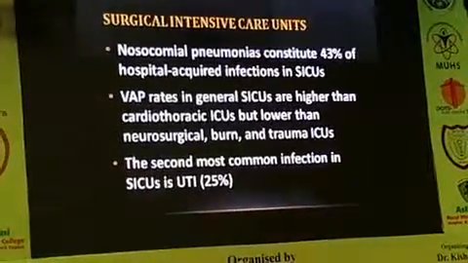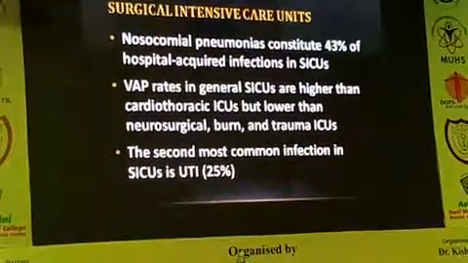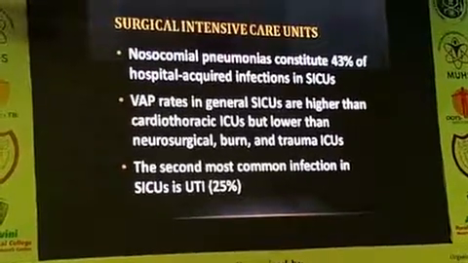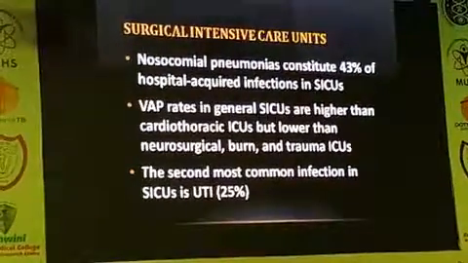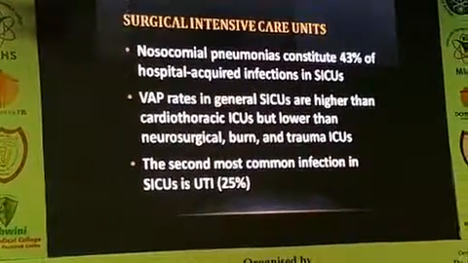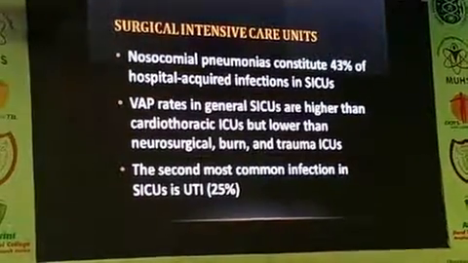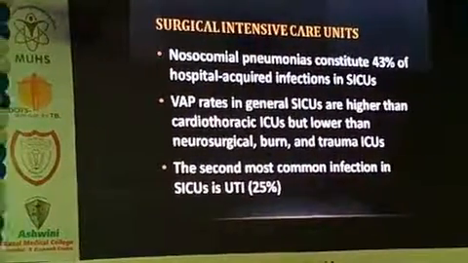Surgical intensive care units, nosocomial pneumonias constitute 43% of hospital active infections in SICUs. Ventilator-associated pneumonia rates in general ICUs are higher. General SICUs are higher than cardiothoracic ICUs, but lower than neurosurgical, burns, and trauma ICUs. The second most common infection in SICU is UTI, it's 25%.